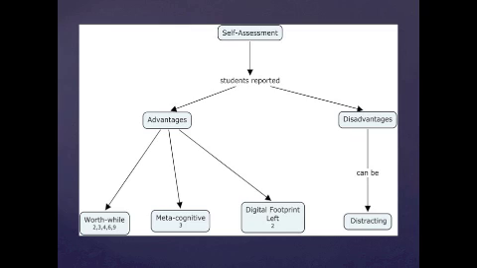Students also found that some types of Web 2.0 technologies allowed them to think and see what they had produced and then make it better, giving this form of assessment a metacognitive layer. Students also found that the digital footprint left behind, for example, by a wiki or a blog, was advantageous since it allowed them to witness how they improved as time went on. The one disadvantage that was noted was that some students did find working with Web 2.0 technologies distracting at times.